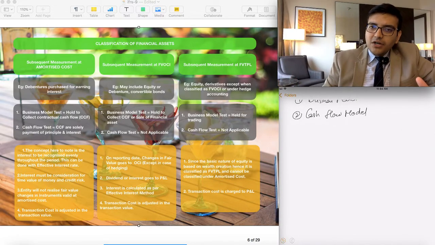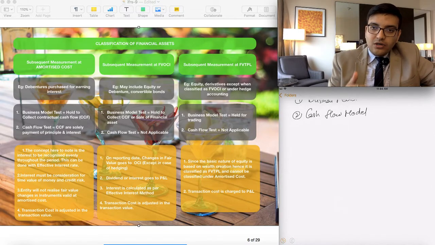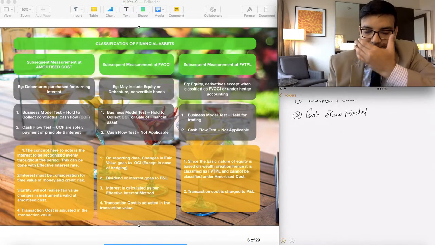Here also, in the third part also, the business model is clear. The company wants to sell it. Held for trading means the company wants to sell it anytime when they get an increase in price. Now, the cash flow is similarly not applicable, because their motive is not to earn from the cash flow. Now, we talk about the assets which are covered in these, right?